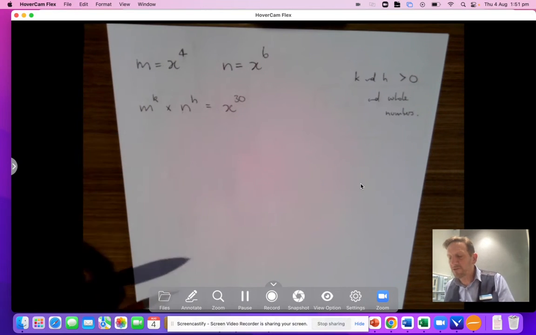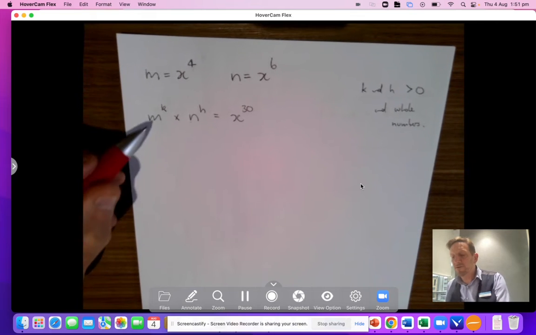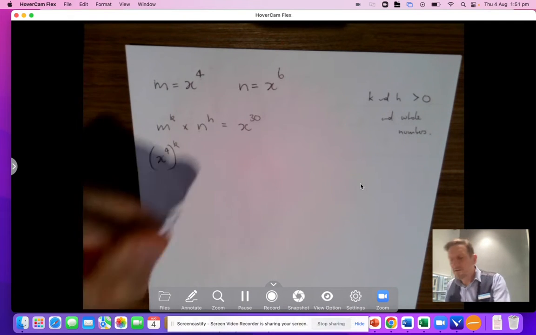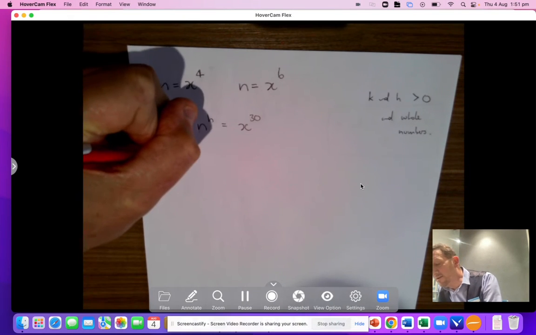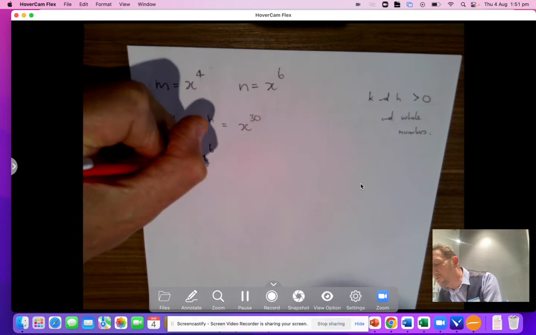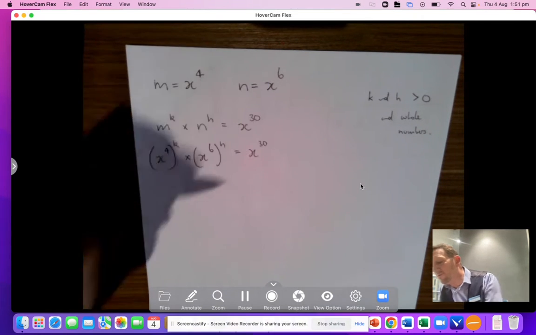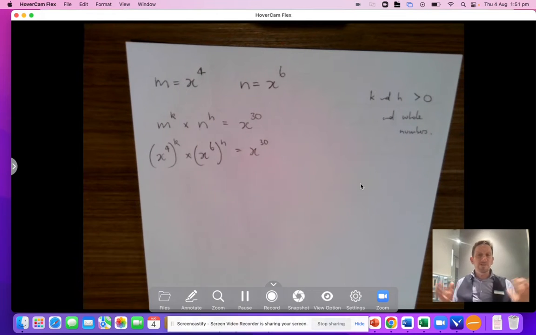n to the power of h equals x to the power of 30. So what we've got here is x to the power of 4 all to the power of k times x to the power of 6 all to the power of h equals x to the power of 30. Now, if we just look at the indices, which is what we're going to get into soon with logarithms, that's what logs are. They're powers in lots of ways. We're just going to consider the powers.